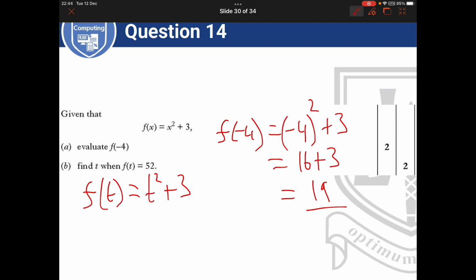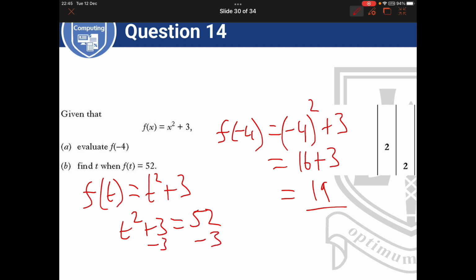So this is working a little bit backwards. That's saying what number did I put into that function to generate the value of 52. So t squared plus 3, putting some number into that equals 52. And our job is to work out what that number must be. So it's solving a little equation.